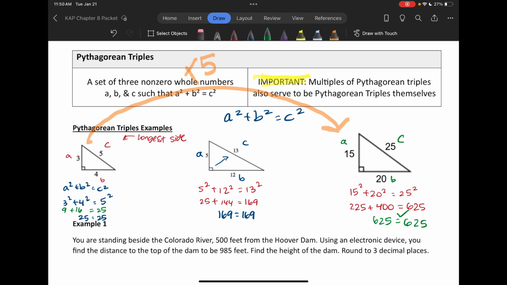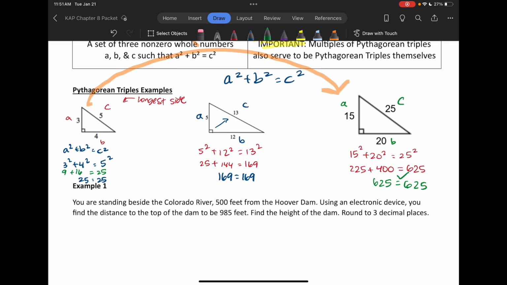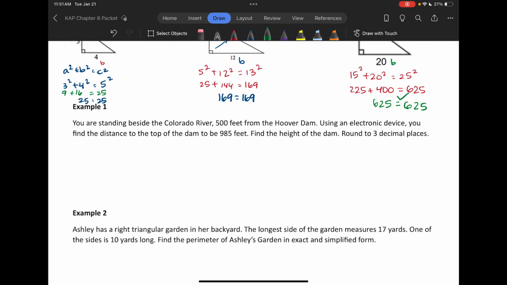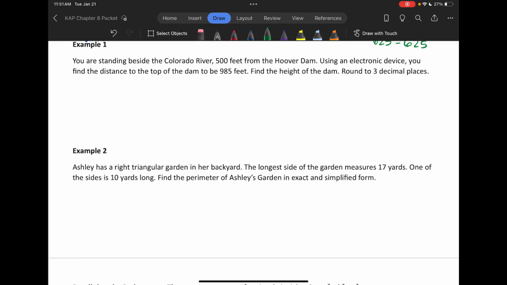So now we understand a little bit more about Pythagorean triples. Let's go ahead and start looking at some examples throughout the notes of questions that you might actually see. So in example 1, it says, you are standing beside the Colorado River, 500 feet from the Hoover Dam. Using an electronic device, you find the distance to the top of the dam to be 985 feet. Find the height of the dam.